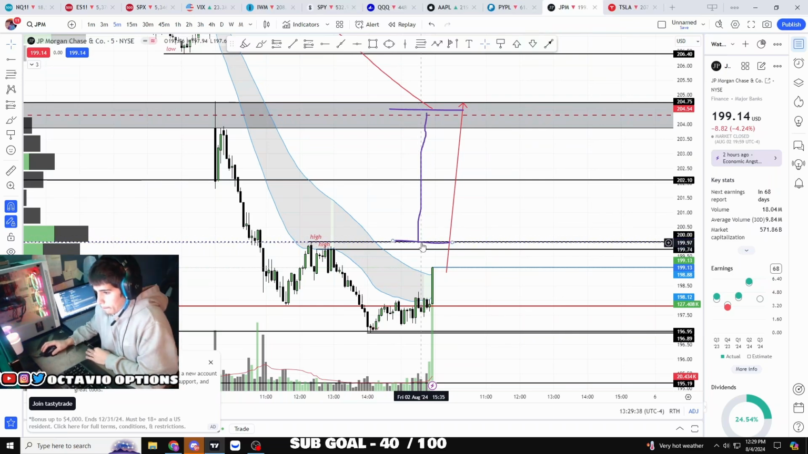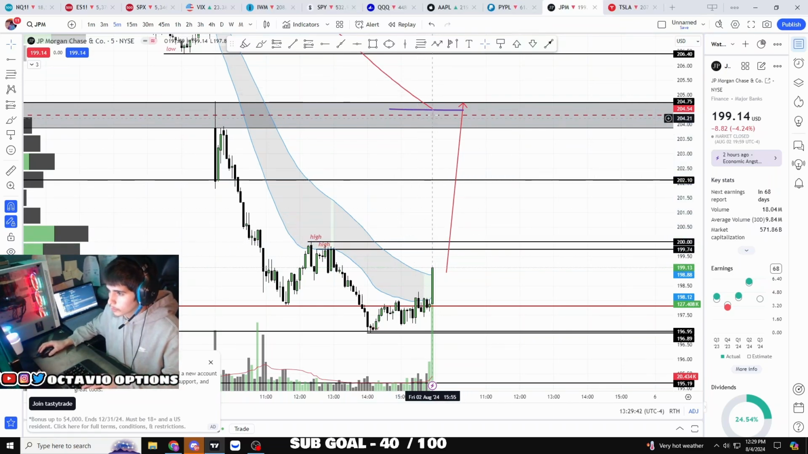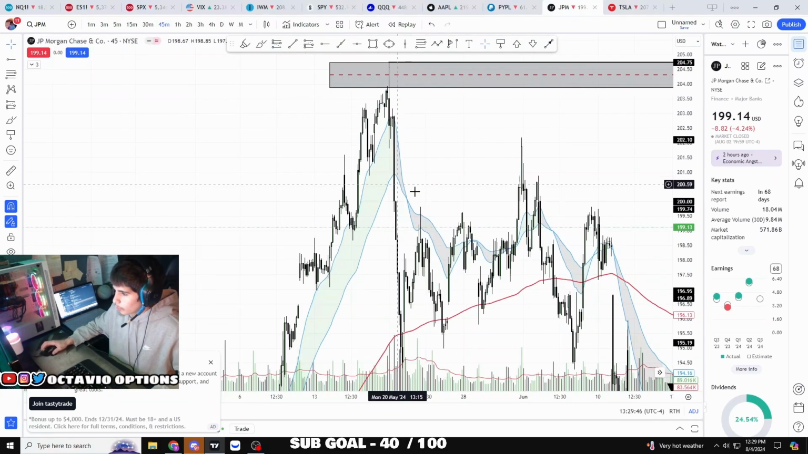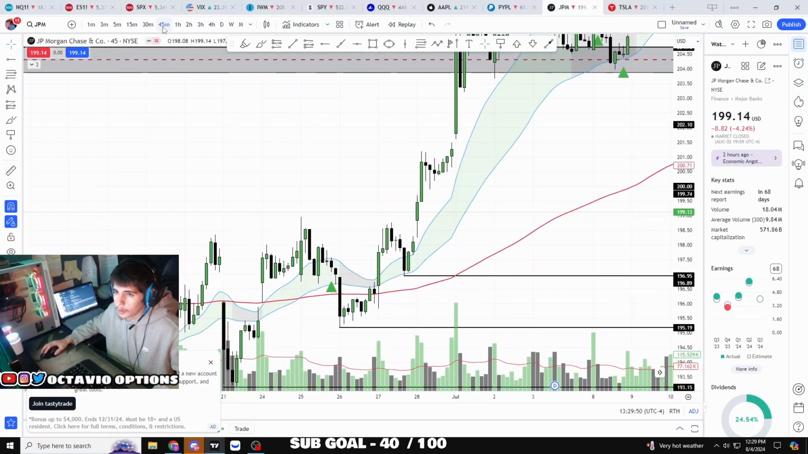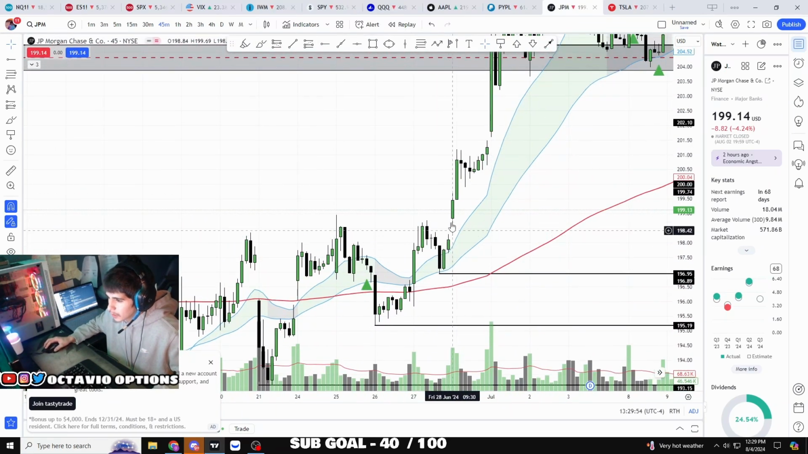So let's do another little example. Let's delete this here. This is perfect right here. So say the market opened at this high right here.